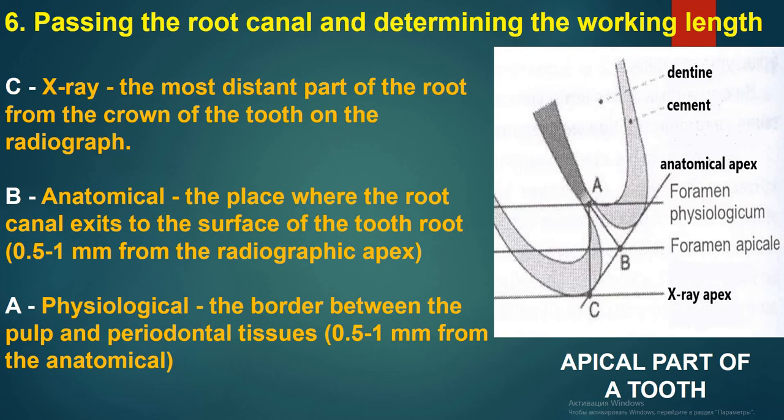C. It is the X-ray apex, the most distant part of the root from the crown of the tooth on the radiograph. B. Anatomical apex, the place where the root canal exits to the surface of the tooth root. It is about 0.5 to 1 millimeters from the radiographic apex.